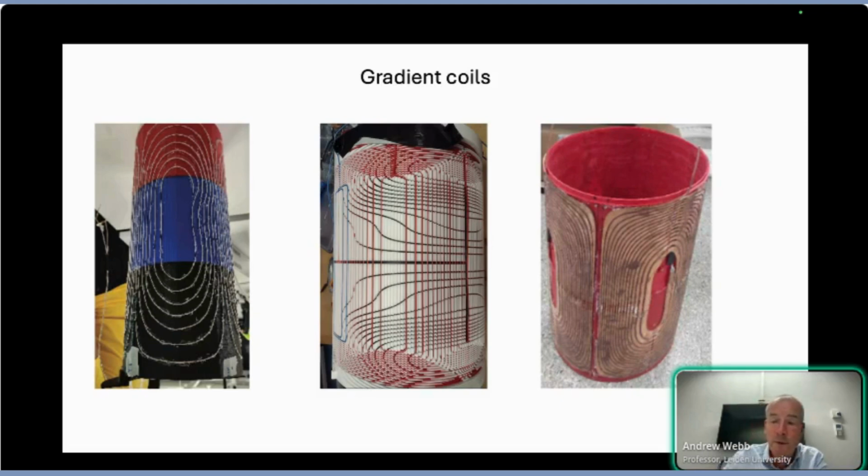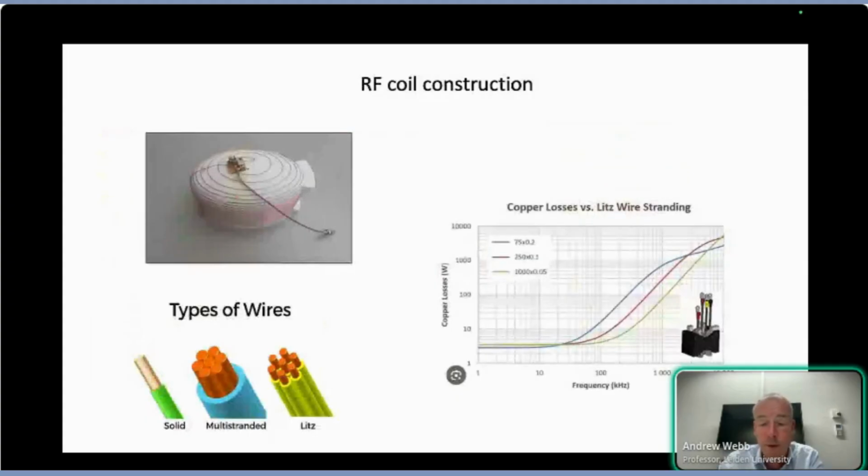So this is from the group of Joseba Alonso in Valencia. This is a copper plate which has been water etched out. So again, we have possibilities from the very cheap, the very easy, up to the very expensive. And again, it just depends exactly what you need for your particular application.